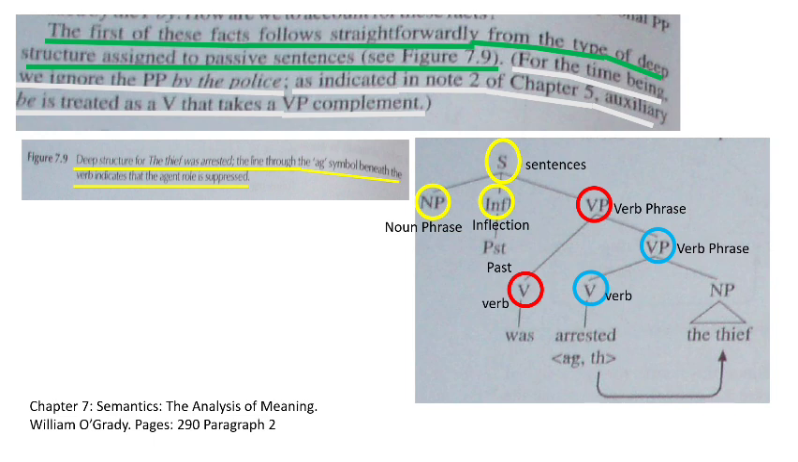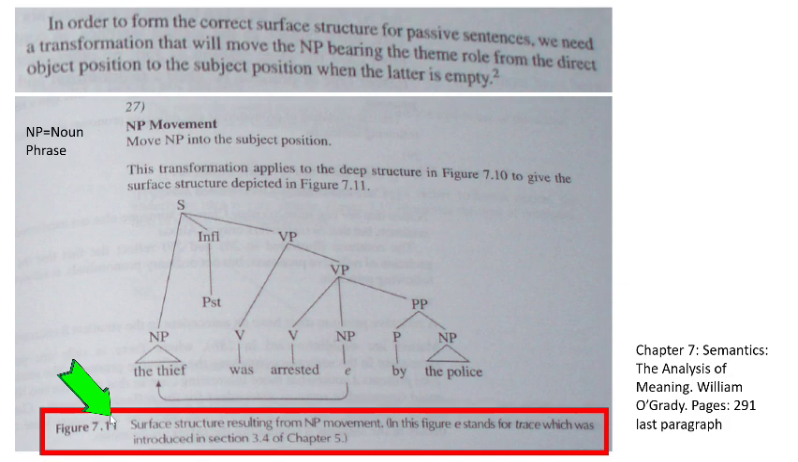Now, let's take a look at the red circle, VP or verb phrase. The verb phrase consists of a verb, the word was, be in the past tense, and a verb phrase, the blue circle. That verb phrase consists of a verb and a noun phrase. The verb is arrested. It is the theme of the sentence. The word arrested explains the noun phrase, the thief. The blue circle verb phrase also consists of a noun phrase, the thief.